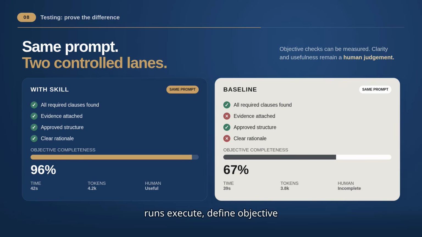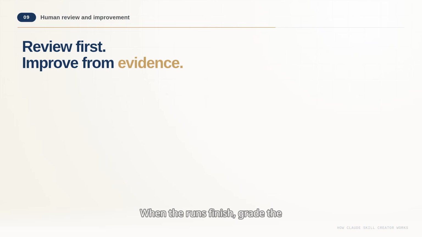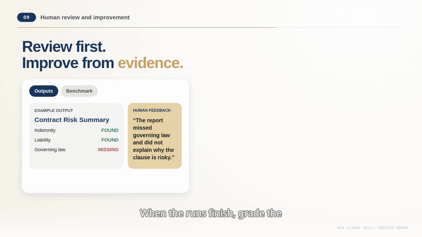While those runs execute, define objective assertions. For example, every required clause is identified, each risk has evidence, and the report follows the approved structure. Capture timing and token data as each run completes. Subjective qualities, such as whether the explanation feels clear and professional, should remain a human judgment rather than a forced numeric score. When the runs finish, grade the objective assertions, aggregate pass rates, time and token use, and show the outputs to the user in the review viewer.